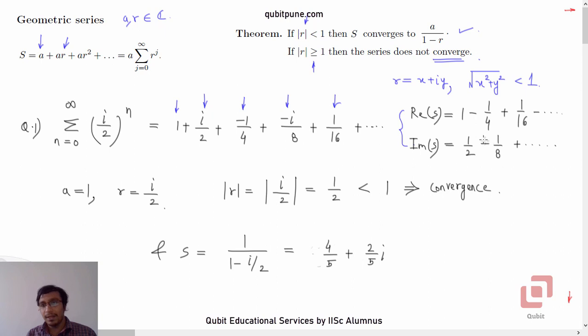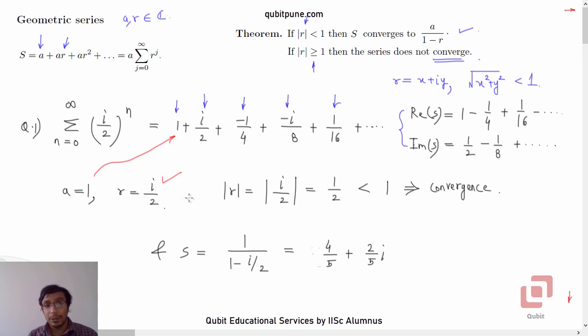Now you may observe that both the real part and the imaginary part of this infinite series have the same common ratio, and that common ratio is negative 1 upon 4. The difference is only in the first terms. Here it is 1 and there it is 1 upon 2. Alright, now let us apply the theorem to test the convergence of this geometric series. First term is 1. Now as far as the original series is concerned, what is the common ratio? The common ratio is i upon 2 or i by 2.